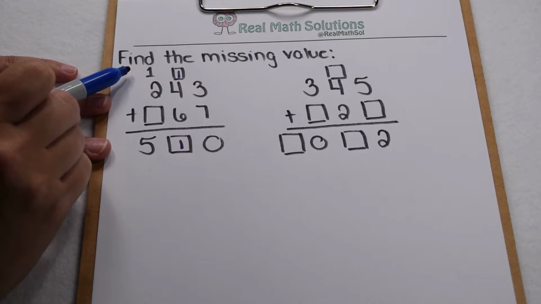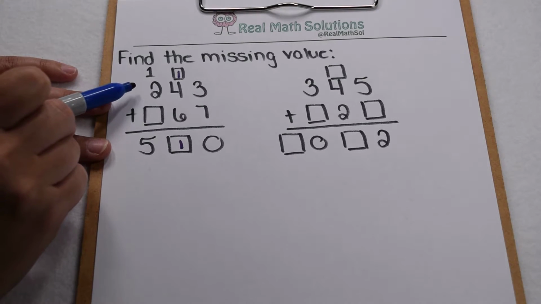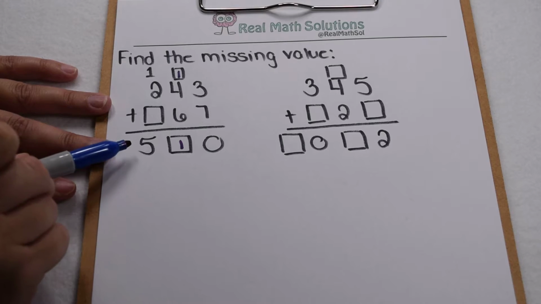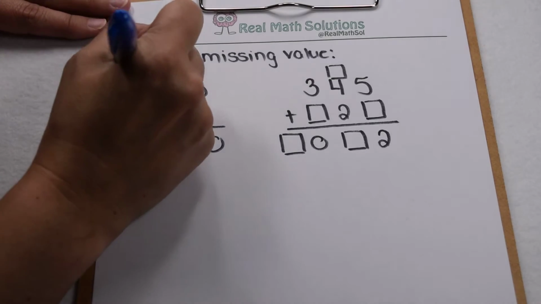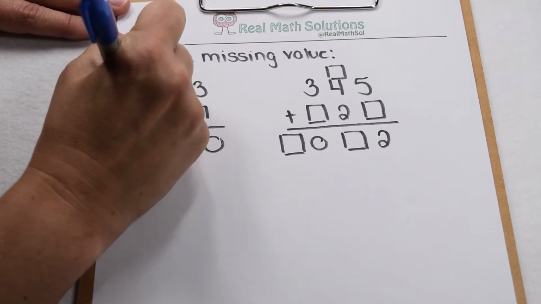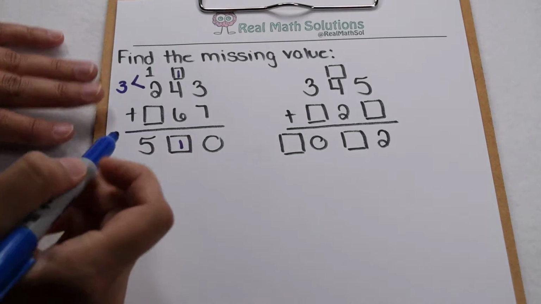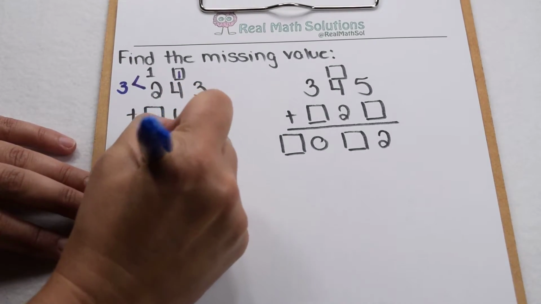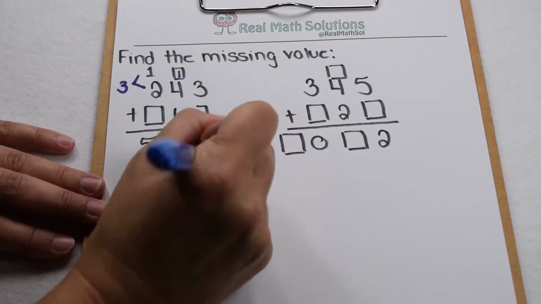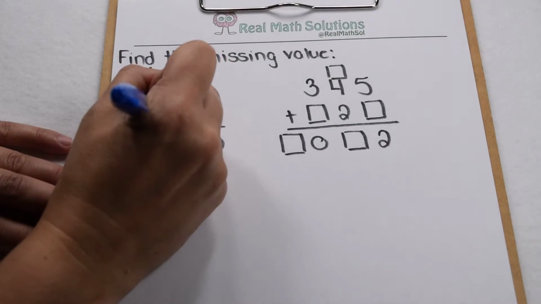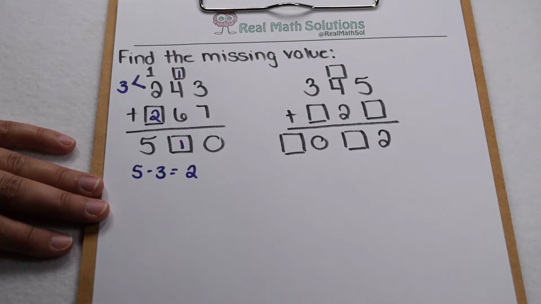Well, in my hundreds column, I have my carried 1 plus 2 plus something to give me 5. Well, so far, I know that 1 plus 2 adds up to 3. So 3 plus something gives me 5. So to find out what's left, we can do 5 minus 3, and that tells me my missing value here is 2. So we see that 243 plus 267 adds up to give me 510.